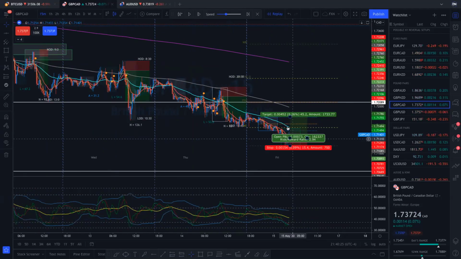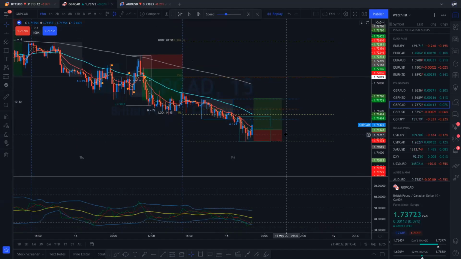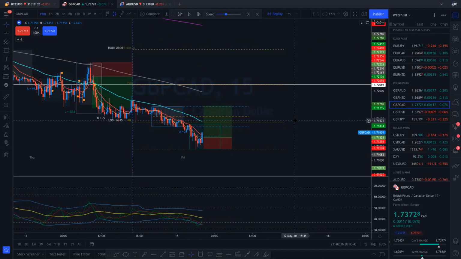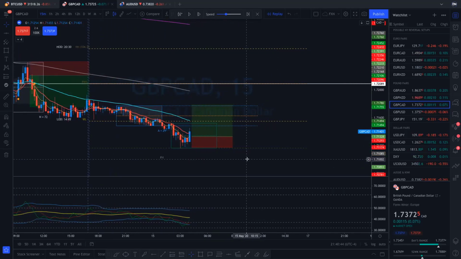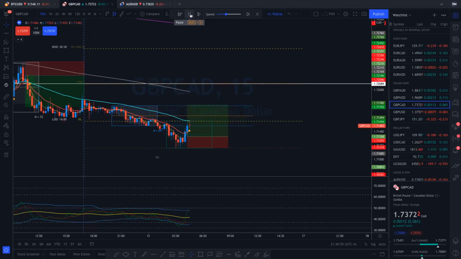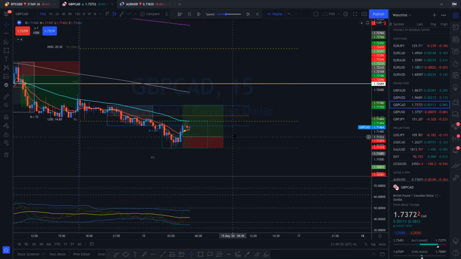But the setup is there. You need a pullback to get it in anyways. If you get a setup in the U.S. session to sell, then you're going to sell. But like I said, even to get into this, you need a pullback. If you don't get a pullback, then you just don't get in it, and it is what it is. I don't know if that would have hit or not.